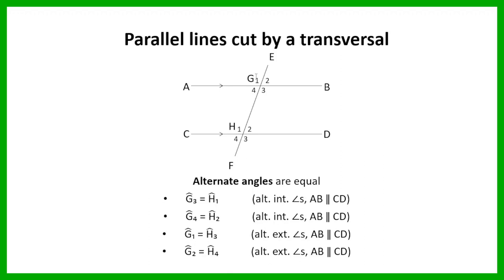G1 and H3, there and there, are on opposite sides of the transversal, but now they are both outside the parallel lines, so they are alternate exterior angles, exterior meaning outside. And then G2 and H4, same thing. There's G2, there's H4, they're on opposite sides of the transversal, and they are also both outside the parallel lines. So again, we have alternate exterior angles. And for all of those, we have to say which lines are parallel.